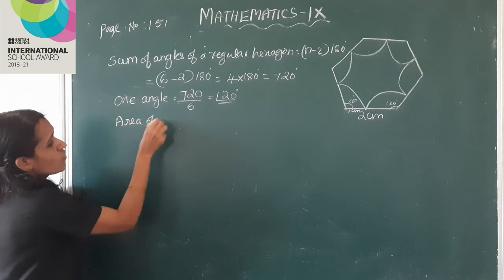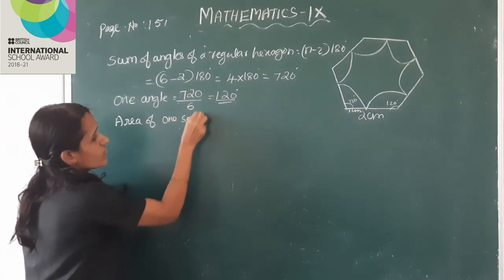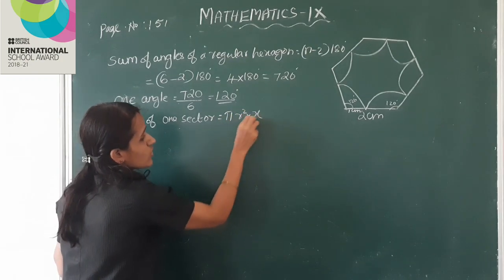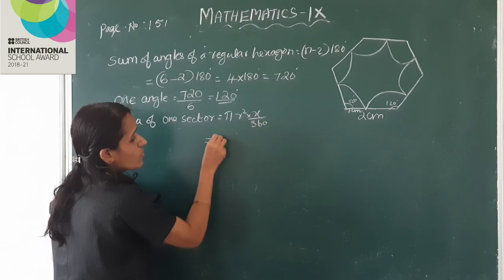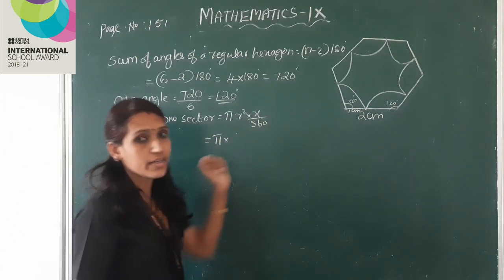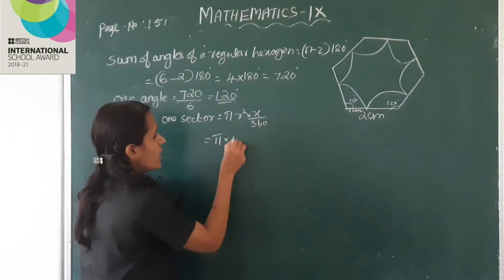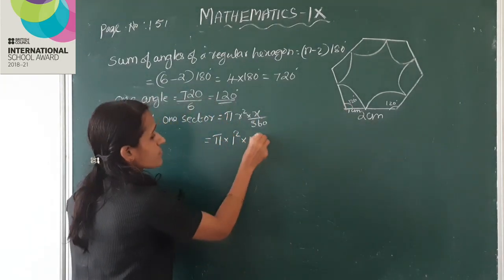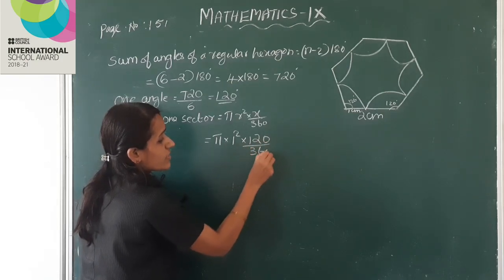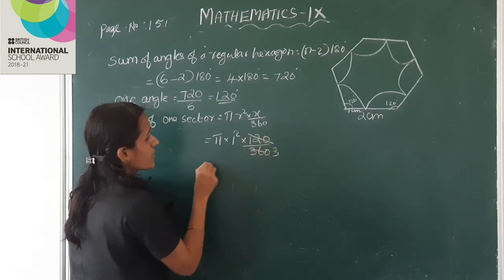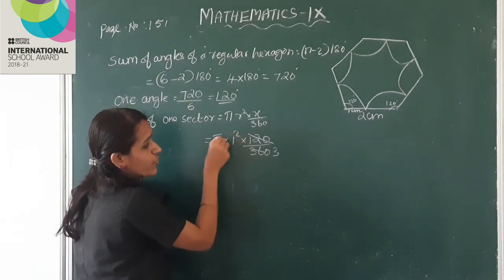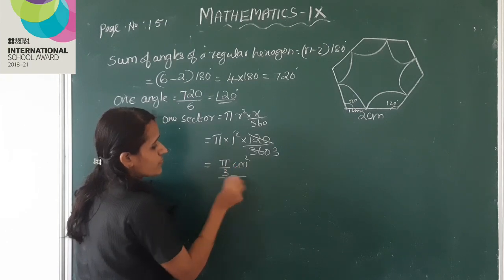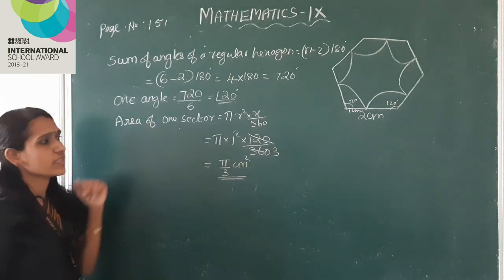Area of one sector is equal to pi r square into x by 360. This is equal to pi into, here r is 1 centimeter, so 1 square into x, here x is 120 degree by 360. 120 by 360 is 1 by 3, and 1 square is 1. So 1 into pi by 3 centimeter square is the area of one sector.